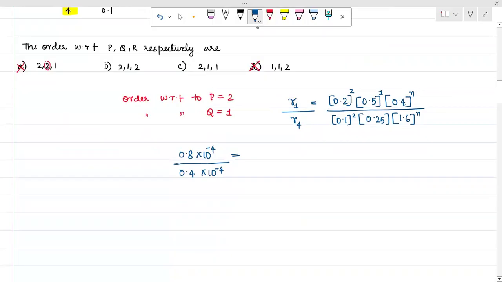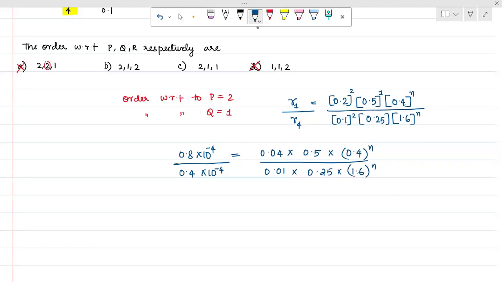Equal to. Now let's solve this. 0.2 to the power 2. Now be careful with the decimal places over here. Don't make mistakes. So this is going to be 0.04 into 0.5 into 0.4 to the power n, divided by 0.01 into 0.25 into 1.6 to the power n. This is what we have got.